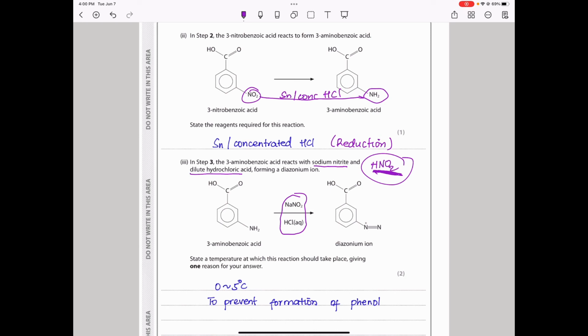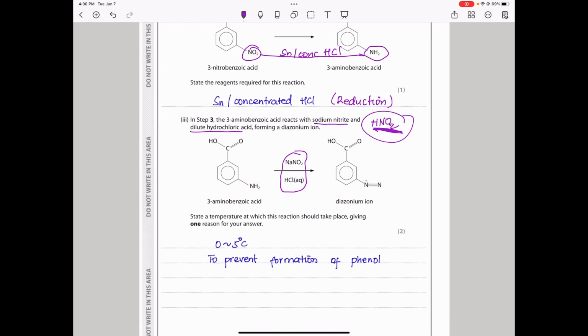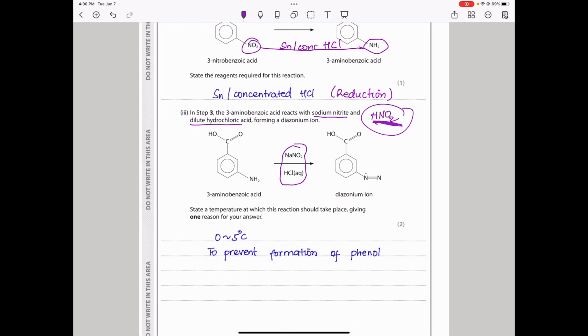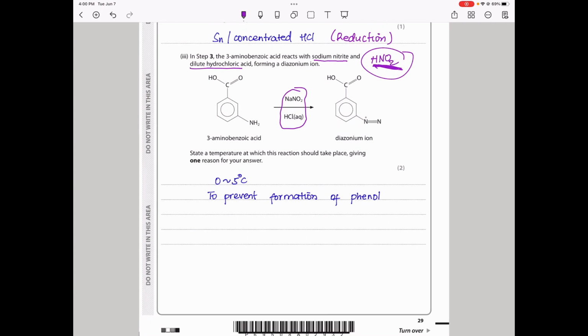So they say, state the temperature at which this reaction should take place, giving one reason for your answer. This reaction should take place between 0 to 5 degrees. The reason for this is, usually they ask, actually sometimes you should know 2 reasons. Number 1 is to prevent formation of phenol, basically. Let me just write phenol formation.